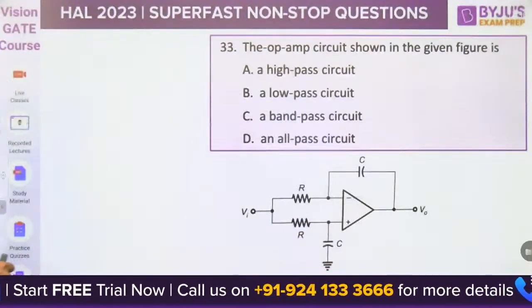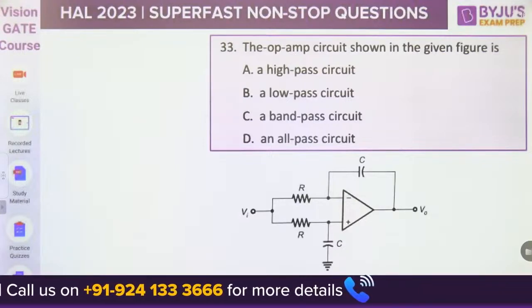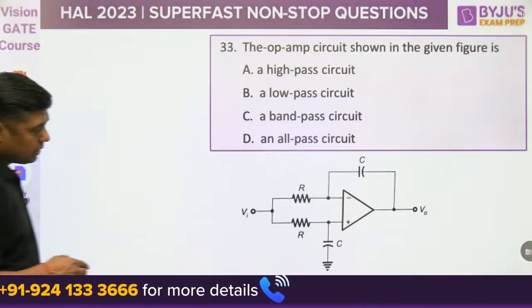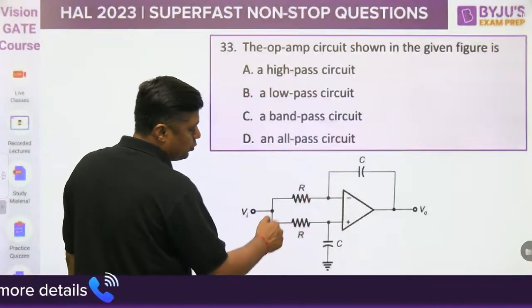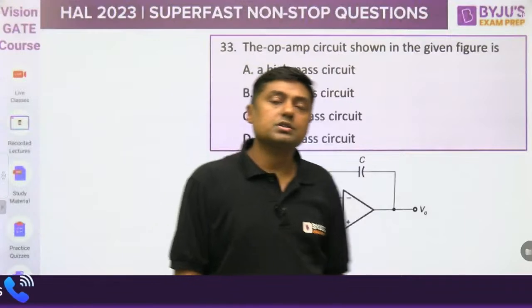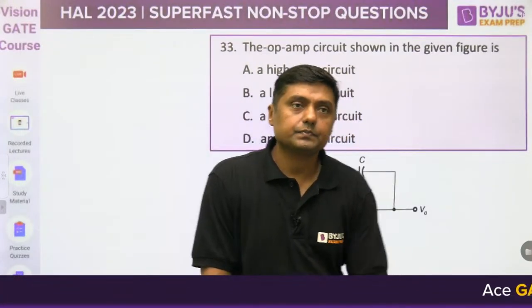The operational amplifier circuit shown in the given figure is a high pass circuit, a low pass circuit, a band pass circuit, or an all pass circuit. This is R and C connected. R and C is here. R, C, 2, R, C. What is this? High pass filter, low pass filter, band pass filter, all pass filter. Tell me.